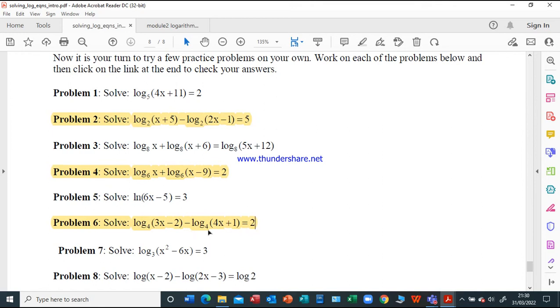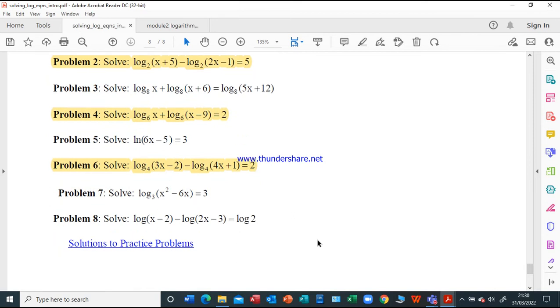Okay, so it's log base 4 of 3x minus 2 minus log base 4 of 4x plus 1 is equal to 2. So, yeah, is equal to 2. There we go.